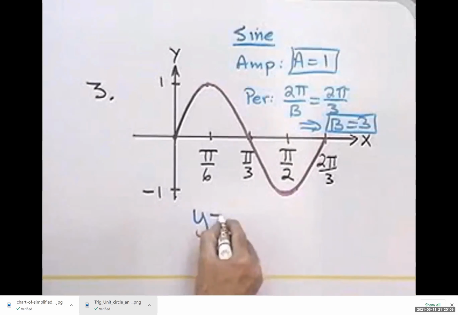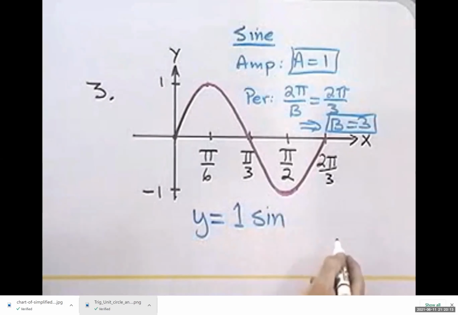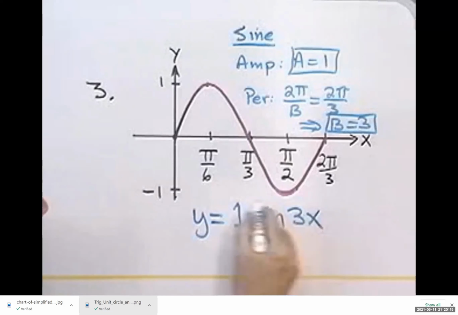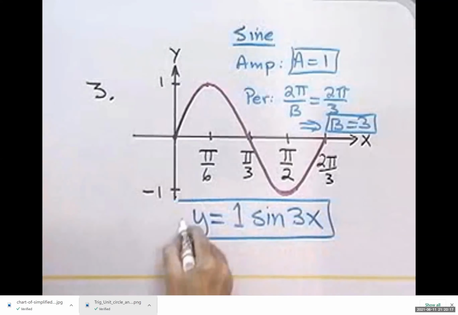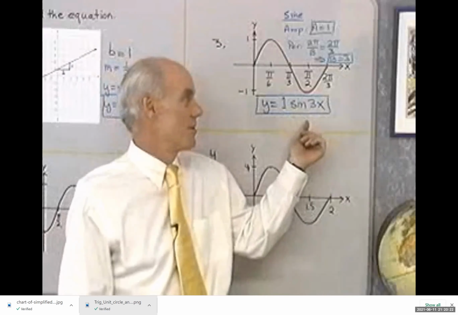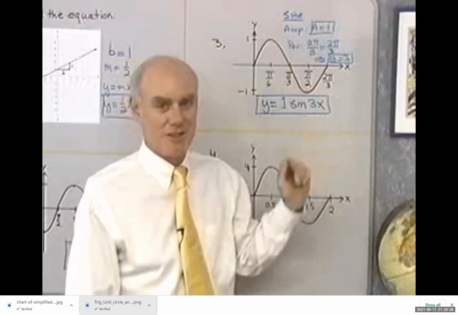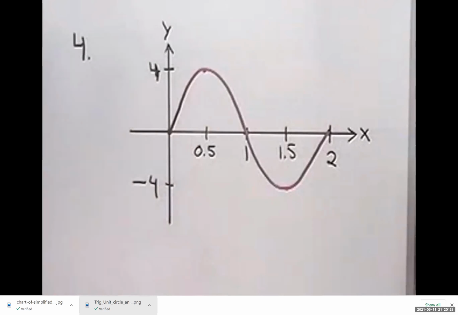It's going to be y is equal to the amplitude 1 times the sine of b times x, which is going to be 3 times x. So y equals 1 sine 3x, or just y equals sine 3x would be the same thing. So here's this equation, here's this graph, and from this graph I found this equation. Let's look at our next one.